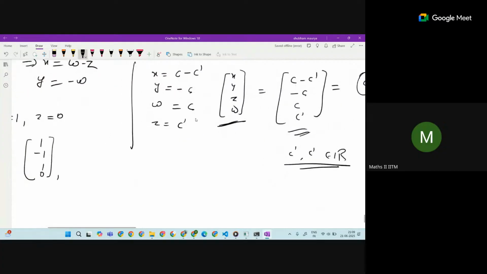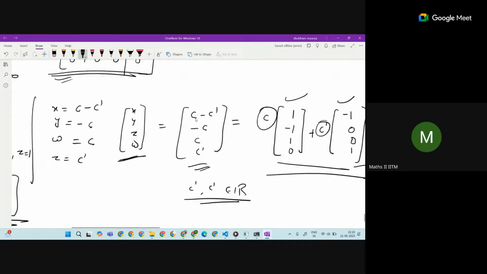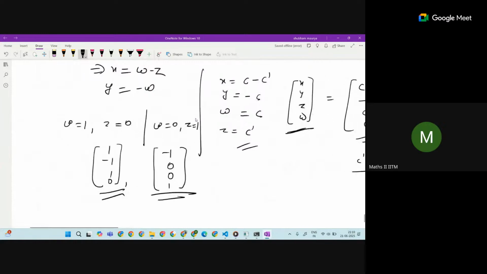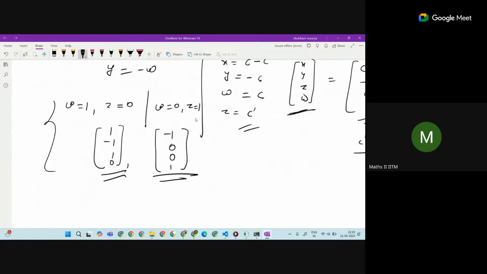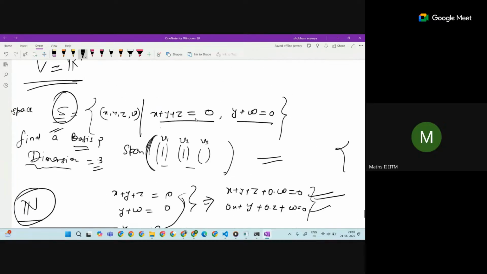Now for the second way, you assume w is equal to 0 and z is equal to 1, then you will get -1, 0, 0 and 1. See, the same vectors are here. So either in place of assuming c and c prime, you can do it like this, as you have seen in the lecture many times to find the solution. So you will get two vectors. This is your basis, and so the dimension is 2. The same answer you will get here.